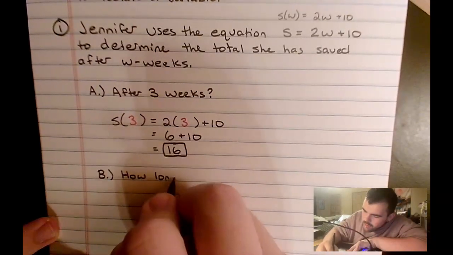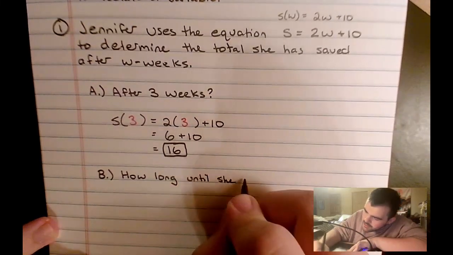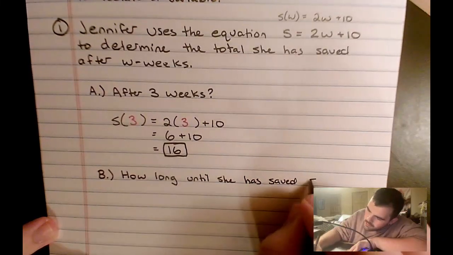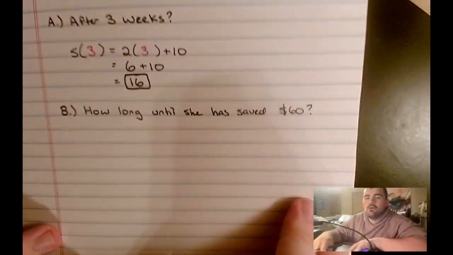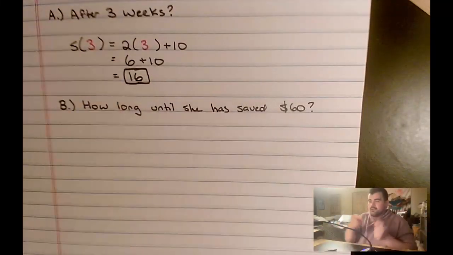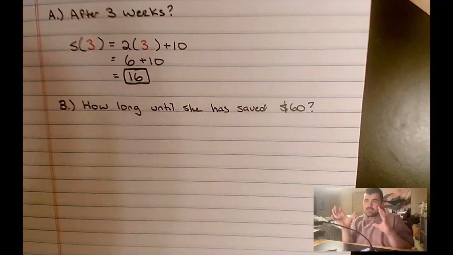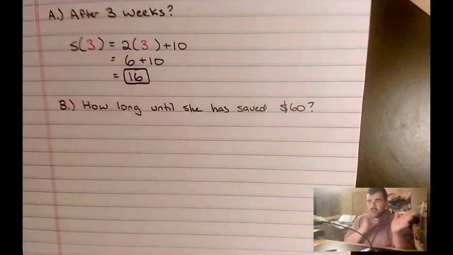How long until she has saved $60? So you might be able to reason it out knowing she's saving $2 a week and she's already got $10, okay? You might be able to reason that out, okay? So if she needs 60, she's already got the 10, so she really needs 50. She's saving $2 a week, that would be 25 weeks, right?